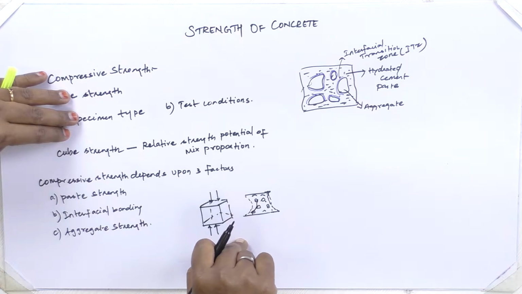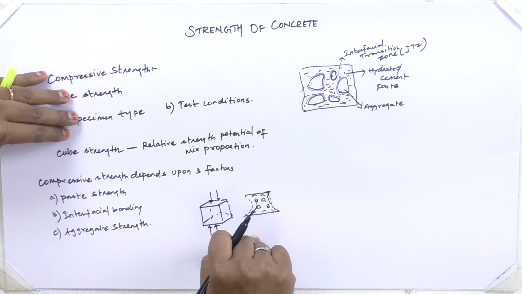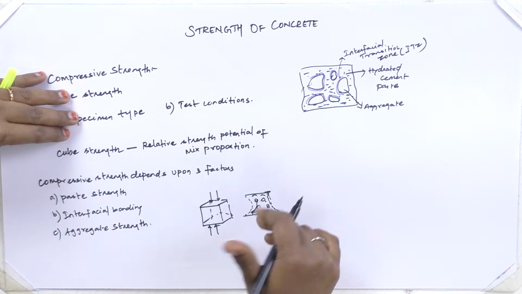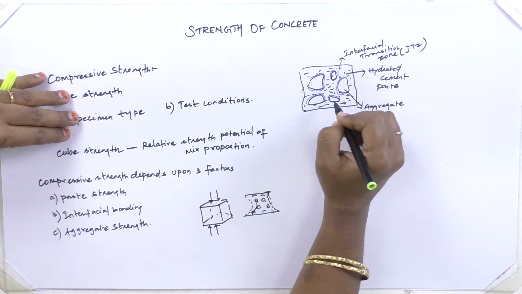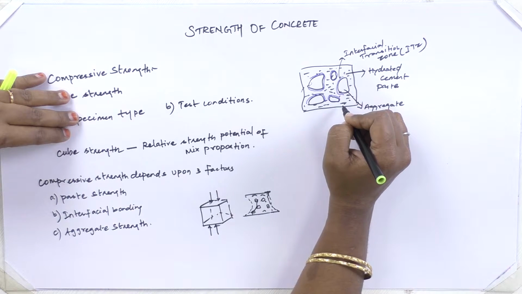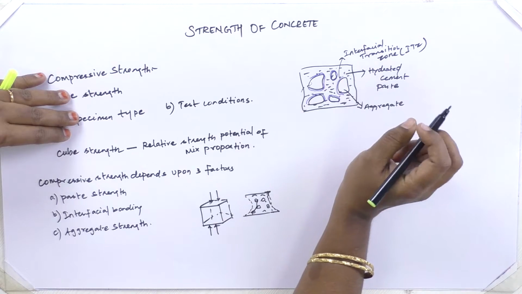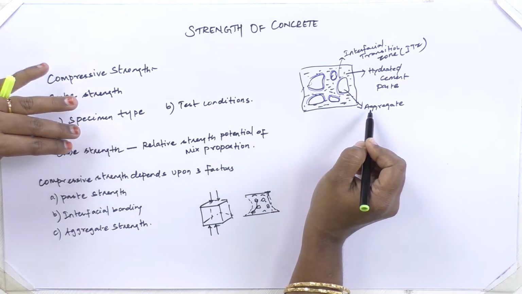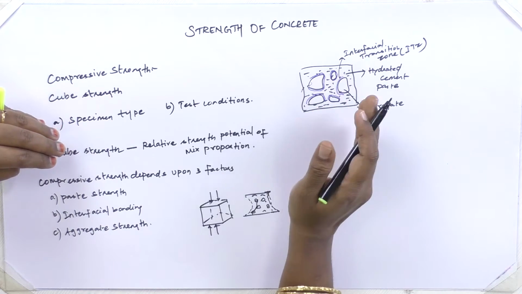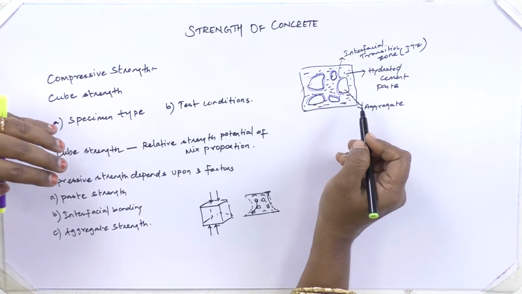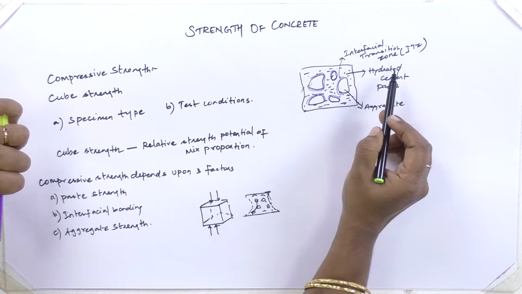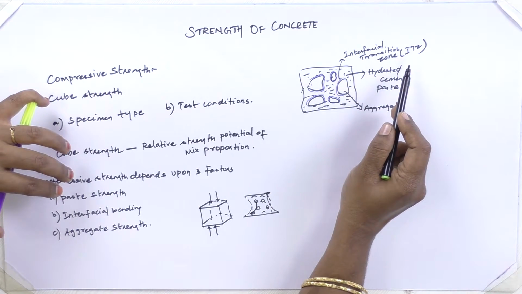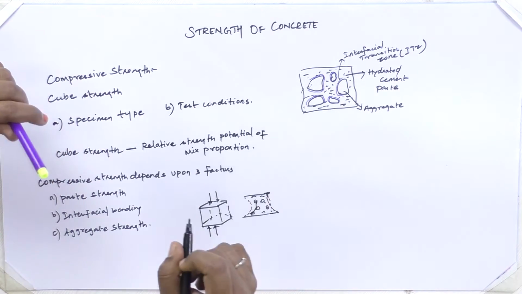And if we observe the failure mechanism of a normal concrete, we can find the failure would have taken place in this ITZ zone. The boundary between the paste phase and the aggregate phase is called the interfacial transition zone, ITZ.